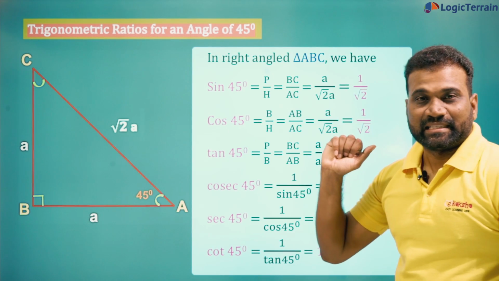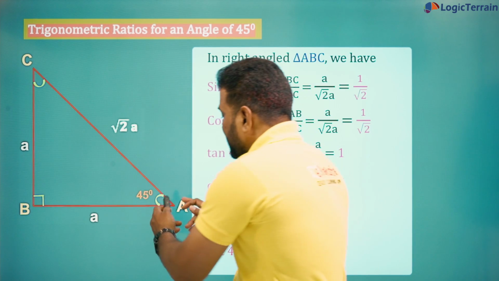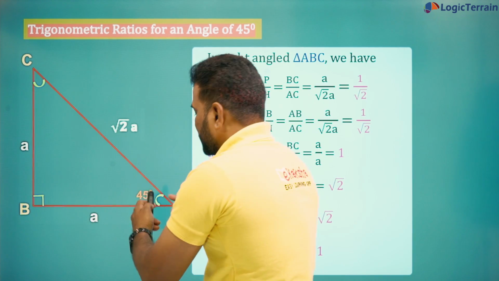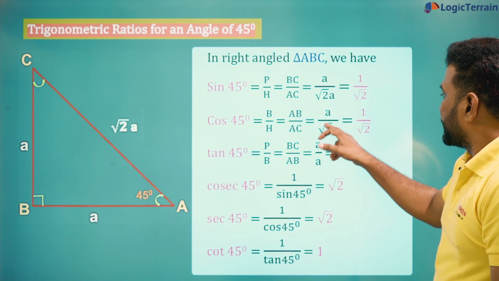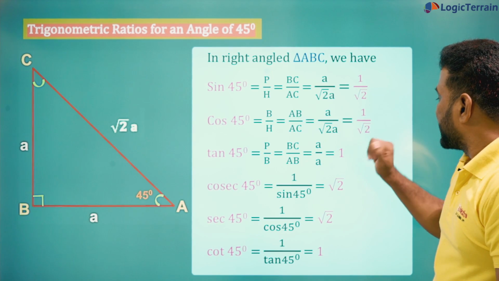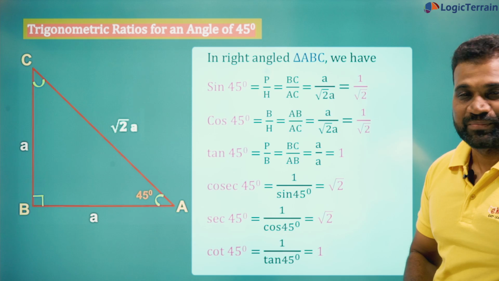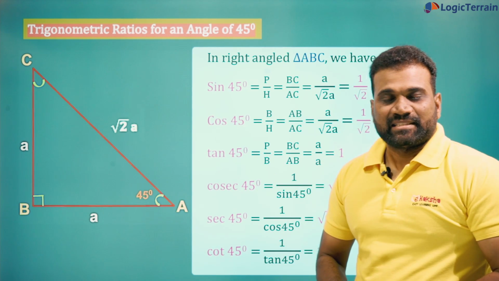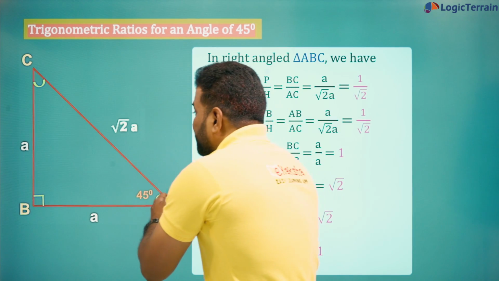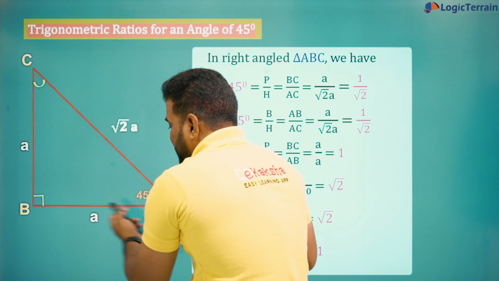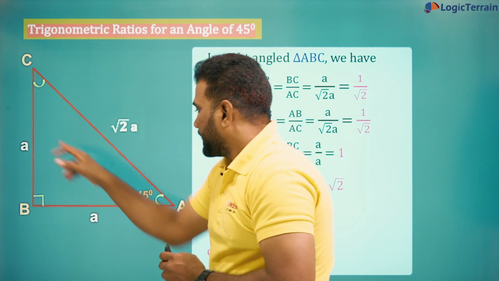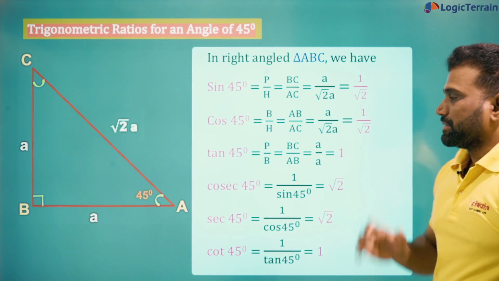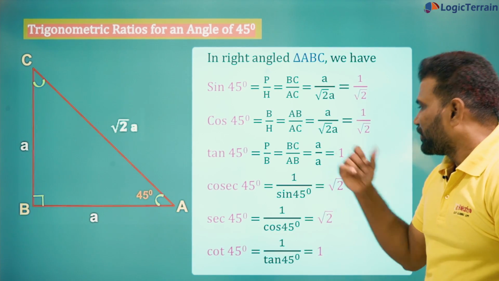And cos 45 degrees. According to the cos definition, that is base over hypotenuse, AB over AC. So that is a over square root 2 a, again a divides a one time, which is equal to 1 over square root 2. And tan 45 degrees, that is opposite side to theta over adjacent side to theta, or we can say perpendicular over base, a by a, a divides a one time, so tan 45 degrees equals 1.